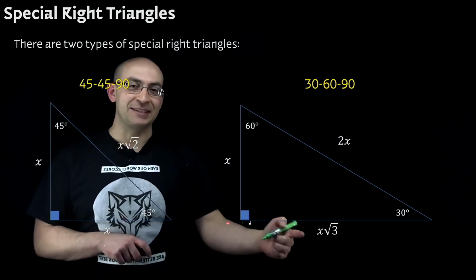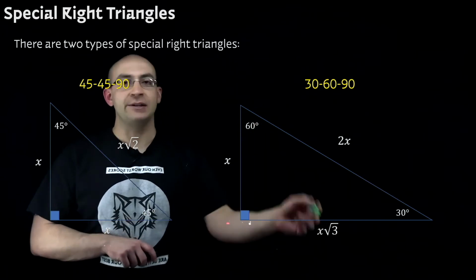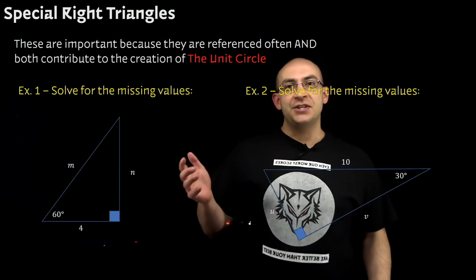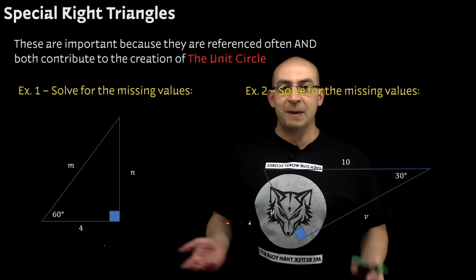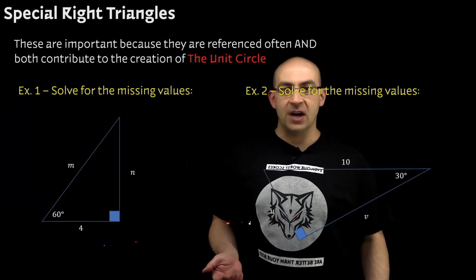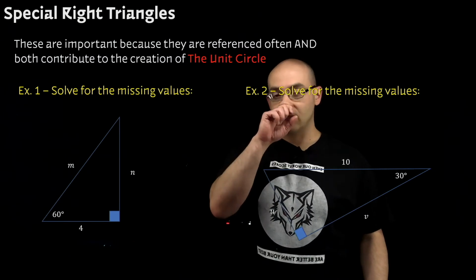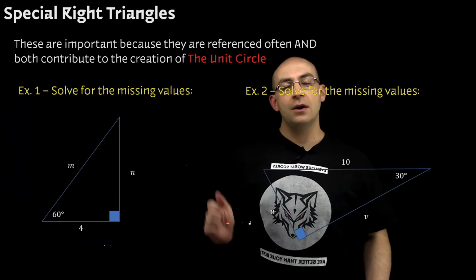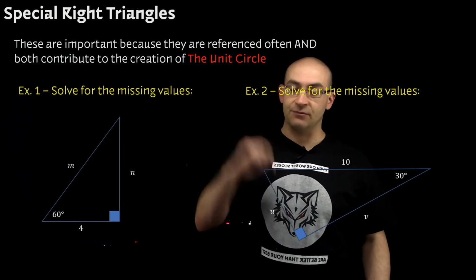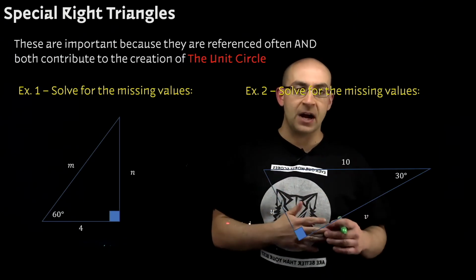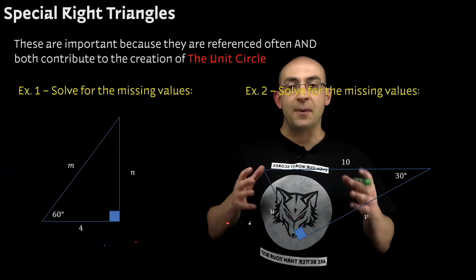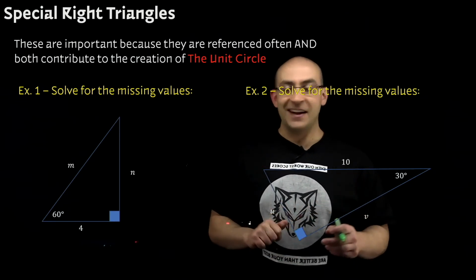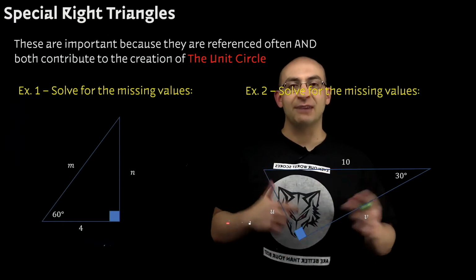X root 3 is certainly bigger than X. Now the hypotenuse is just going to be 2 times the shortest side, or 2x. So special right triangles, well, what makes them so special? Well, the 45, 45, 90 and the 30, 60, 90 are referenced so often that they have their own specialty to them. Now, the bigger picture of this is what's in red. 45, 45, 90, 30, 60, 90 are the basis of what created the unit circle. We're not there yet, but when we get there, it's going to be fantastic. So you'll have some reference points there.